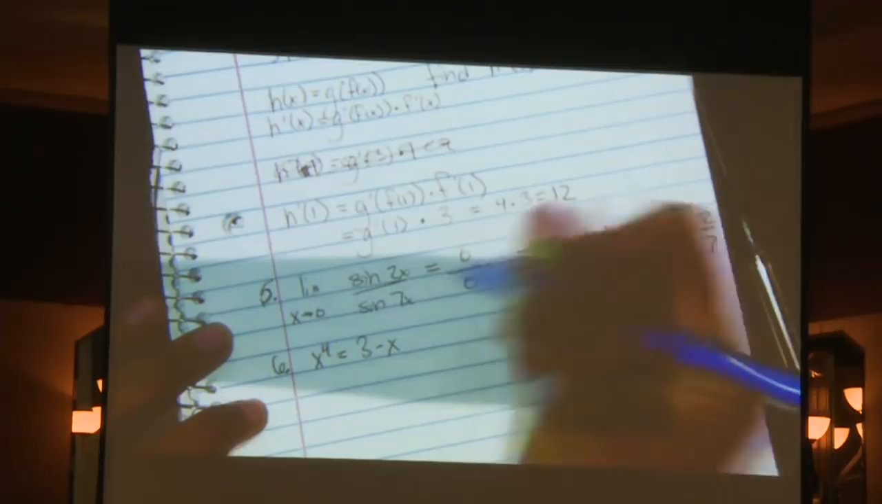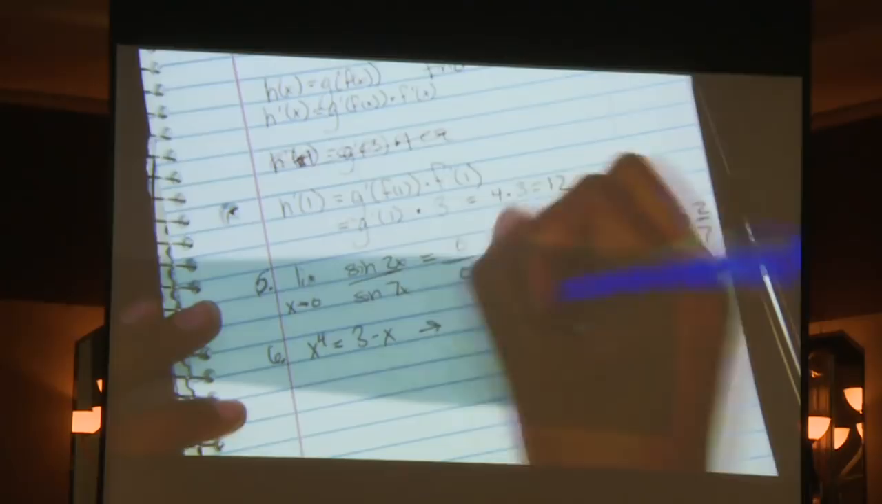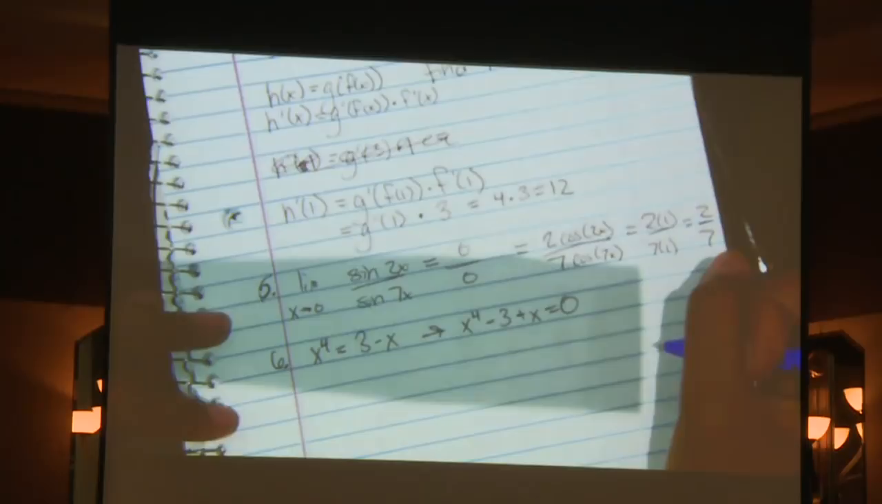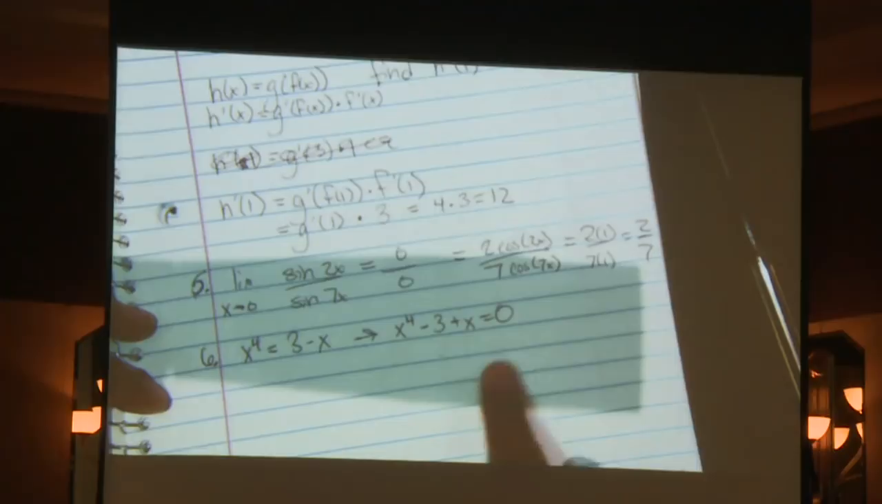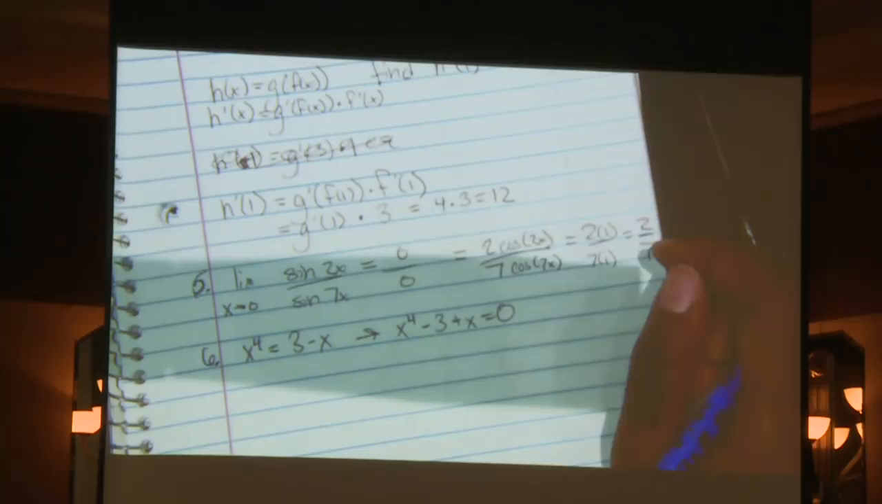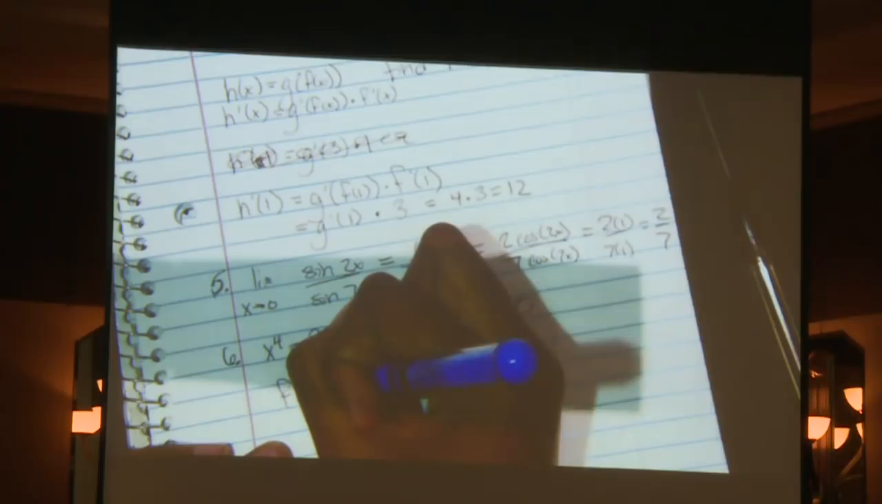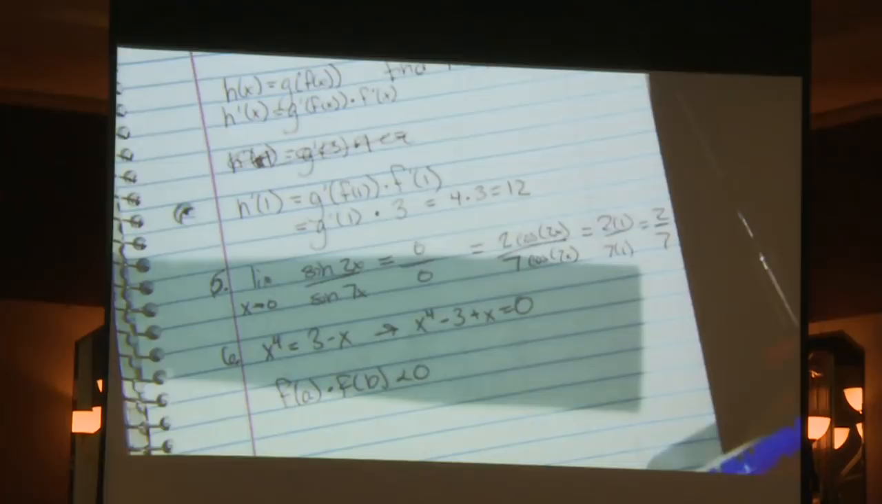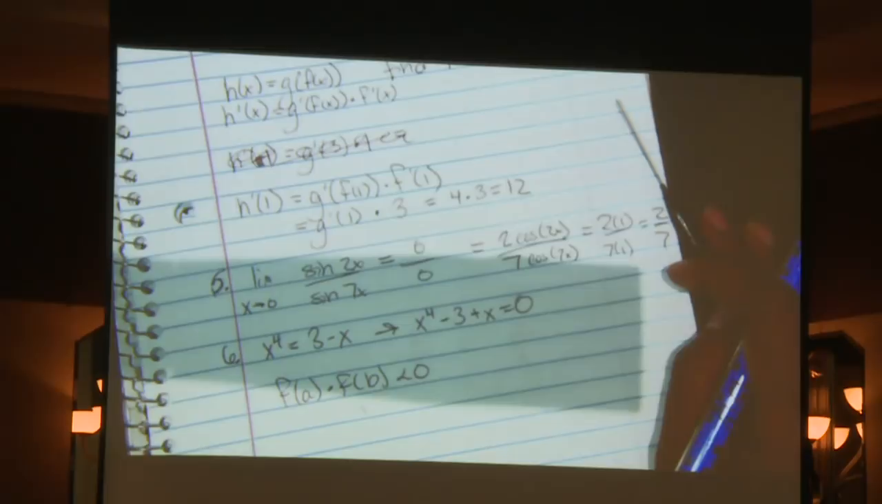Usually what I like to do with these equations is just move everything to one side. So now we end up getting x to the fourth minus 3 plus x equals 0. You want to make sure that wherever you have intervals, we're testing these intervals. On these intervals, you want to make sure that f of a times f of b is less than 0. So basically, one of these is going to be negative, one of these is going to be positive, so you end up getting a negative number. Clear? Make sense? All right, cool.